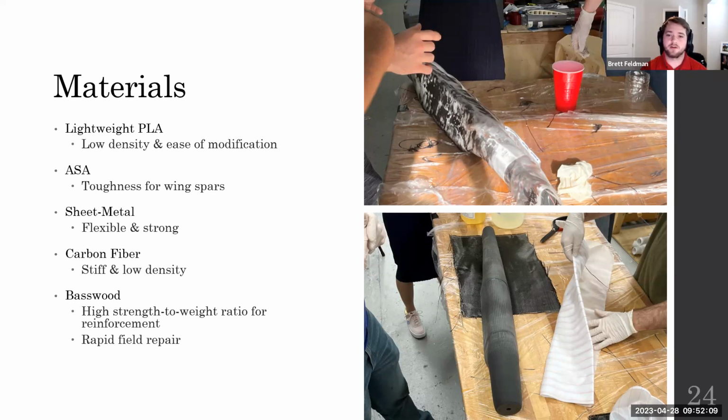For the wing spars, because it would have a lot of energy to absorb during flight and landing, we chose ASA for its high toughness relative to PLA and PETG, the other materials available to us.